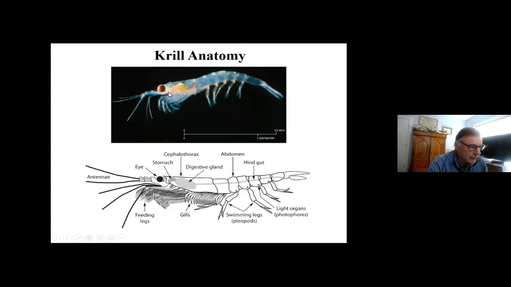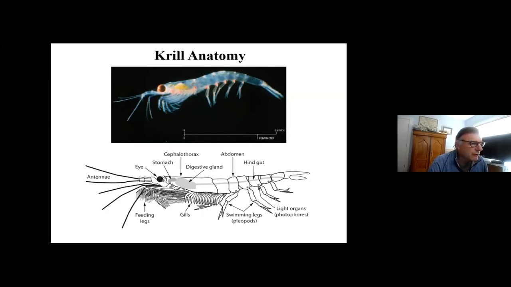The mouth is located right here at the base of the stomach. And then located in strategic spots throughout the body in both the cephalothorax and along the abdomen are these photophores, these little light producing organs. We're going to talk a little bit more about what role they play in krill physiology and behavior.